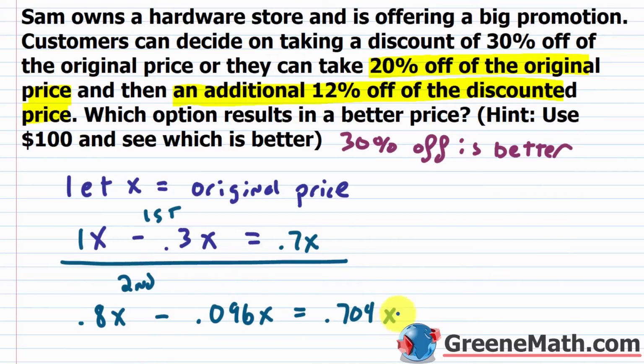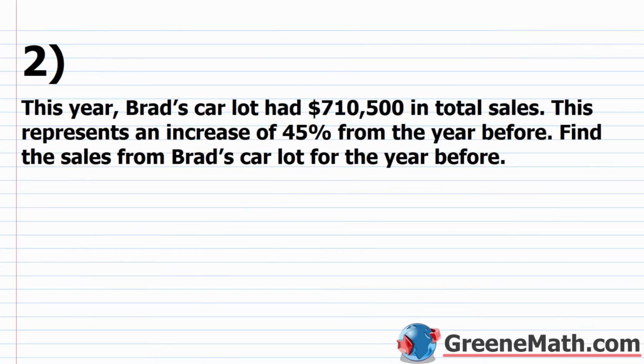So again, if we plugged in 100 there, you would end up with $70.40 or 70.4. So you can see clearly, even if you do this algebraically or if you do it with a number, which is obviously quicker, you're going to get the same result. And the first guy, the one where you're taking 30% off of the original price, is the better deal. All right, let's take a look at problem number 2.